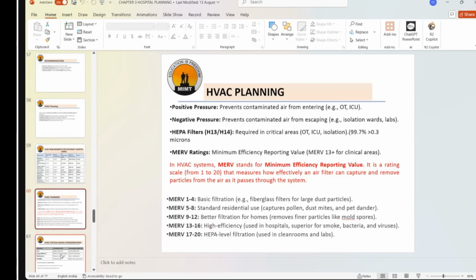So, in general, if we talk about the HVAC planning, there is a positive pressure which prevents contaminated air from entering. As I told you, OT and ICU, positive pressure. This is just a summarization of that. Negative pressure prevents contaminated air from escaping outside.